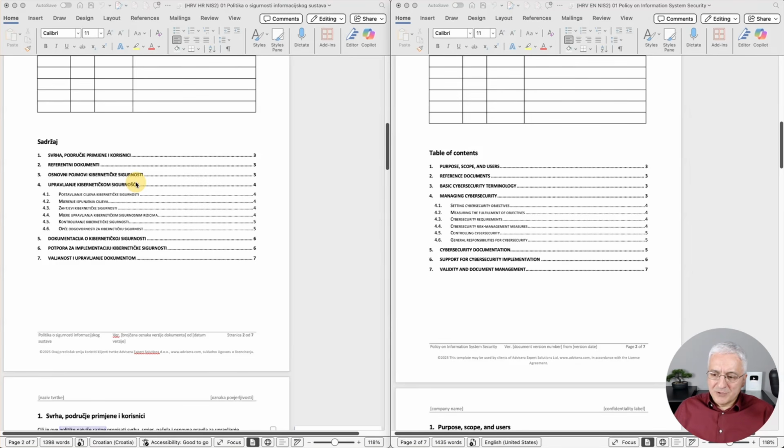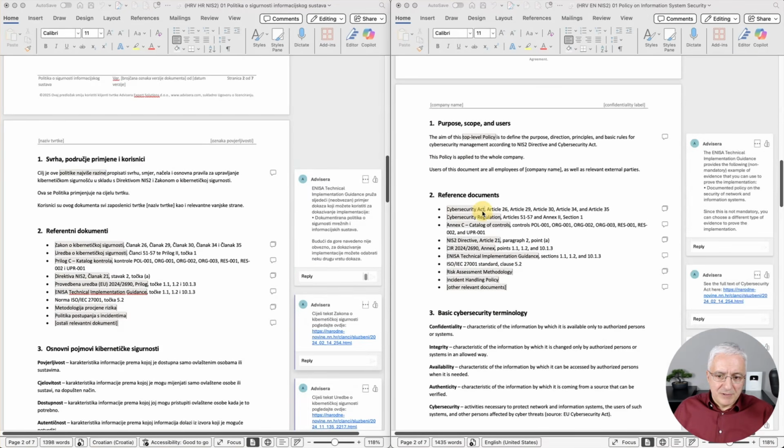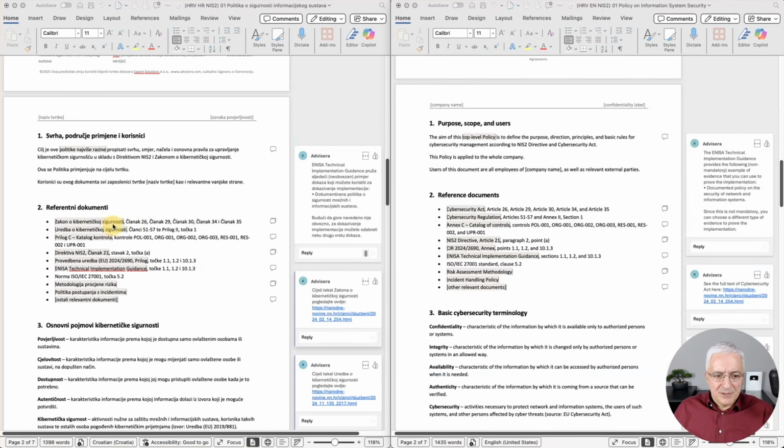It describes some general roles and responsibilities, the goals. Basically, it describes how the senior management controls cybersecurity. Anyway, when we scroll down to the reference documents, you will see several references here. So this Cybersecurity Law, then Cybersecurity Regulation, then this Annex C with a list of controls.